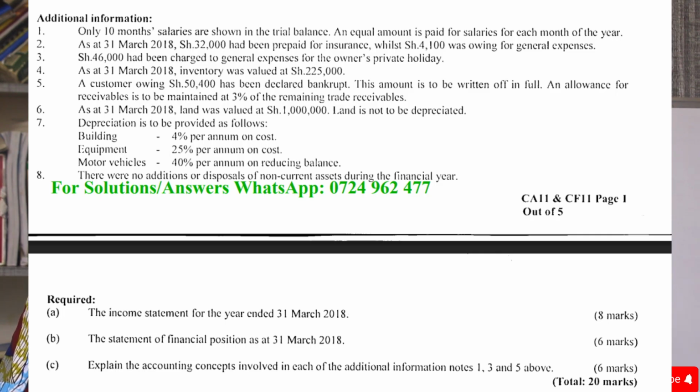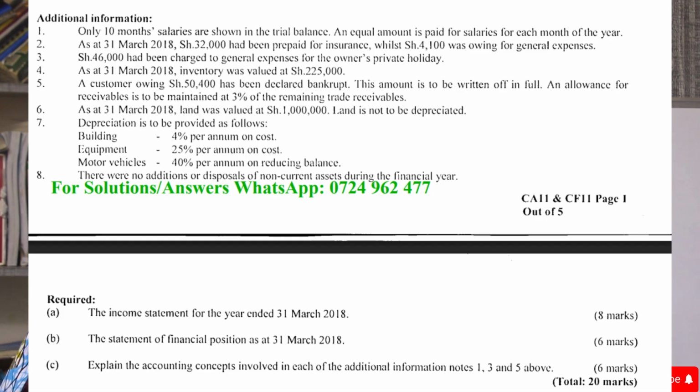Then 6,000 had been charged to general expenses for the owner's private holiday. That is drawings. As of that 1st March 2018, inventory was valued at 225,000. You get the closing stock and the inventory in the balance sheet. A customer owing 5,400 was declared bankrupt. This amount is to be written off.